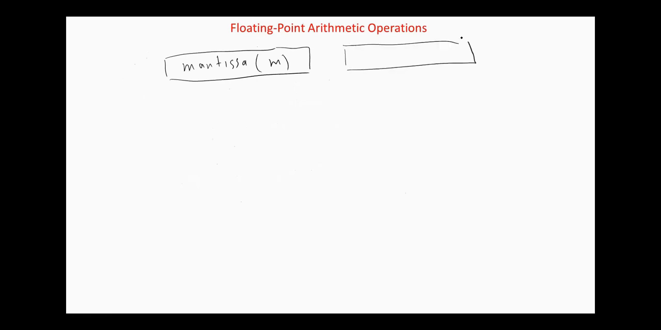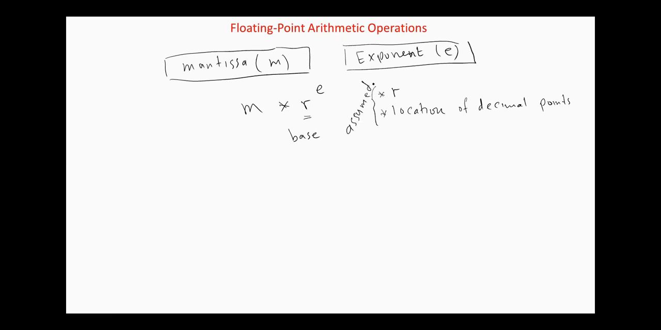A floating point number consists of two parts, the mantissa, M, and the exponent, E, and has the general form M multiplied by R to the power E, where R is the base or radix of the numbering system used. Usually R and the location of decimal points are assumed, and they are not included in the register.